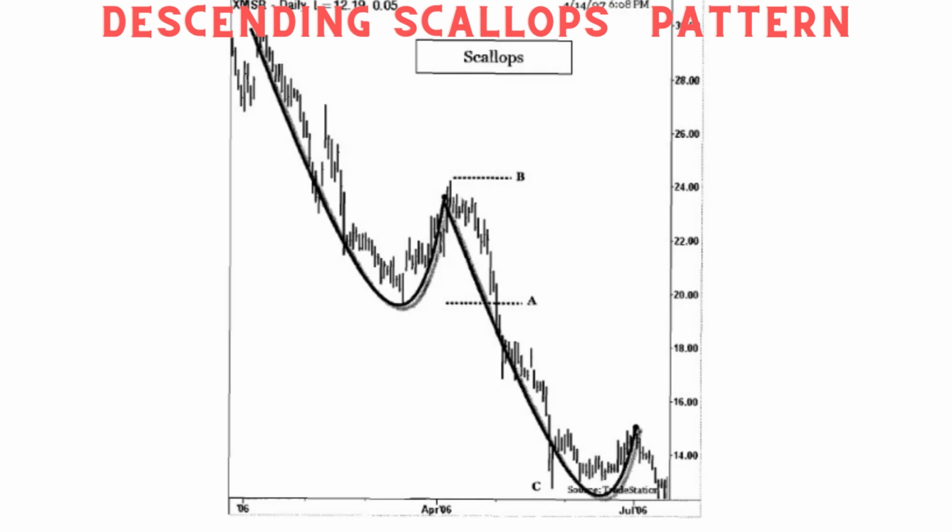1. Enter a short trade below the low of the scallop at $20, level A. 2. Place a stop order above the high of the inverse J at $24, level B. 3. Place a target at the height of the J shape from level B to $14, level C.